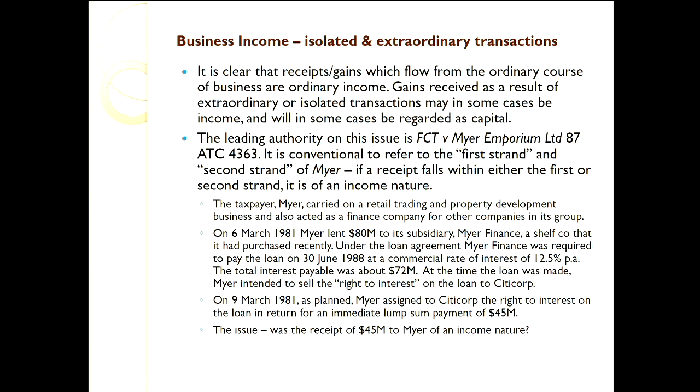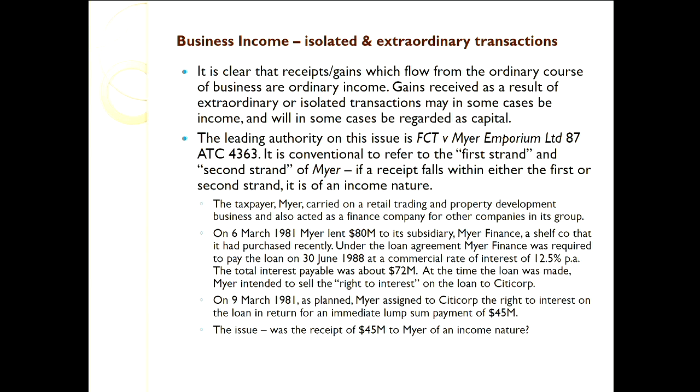So now what happened on 6 March 1981? Maya lent $80 million to its subsidiary, Maya Finance, a shelf company that it had bought recently. Now, the thing you've got to keep in mind, apart from knowing the tax principle, is that of course you want to understand the sense of this. Why are they doing this?